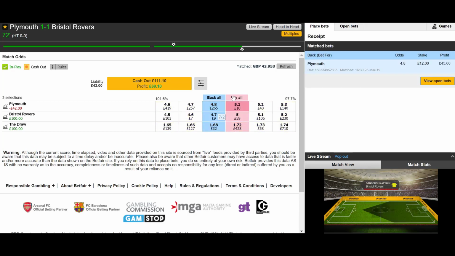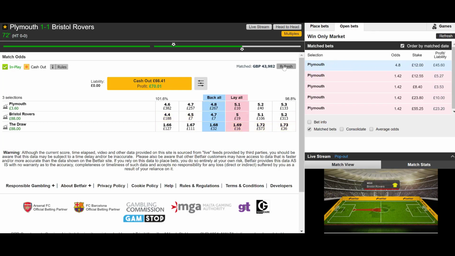4.7 or 4.8, obviously whenever you do this, it's going to be different odds, different calculations, so you've got to figure that out yourself. Now, if you look at this situation, I'm pretty much break even or a scratch trade on Plymouth, but on Bristol Rovers, I'm going to win £88, or on the draw, I'm going to win £88. The cash out is £70, so it's a nice boost on that.